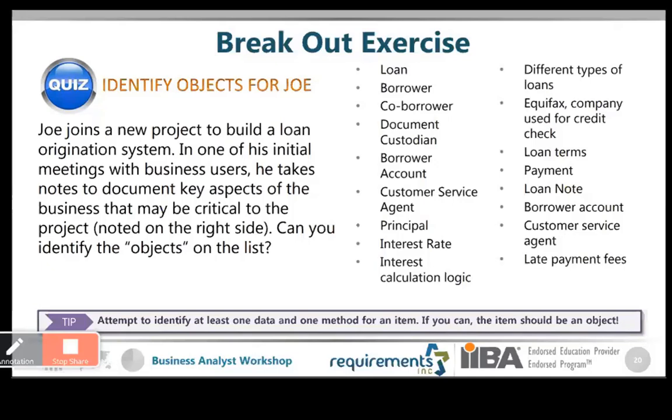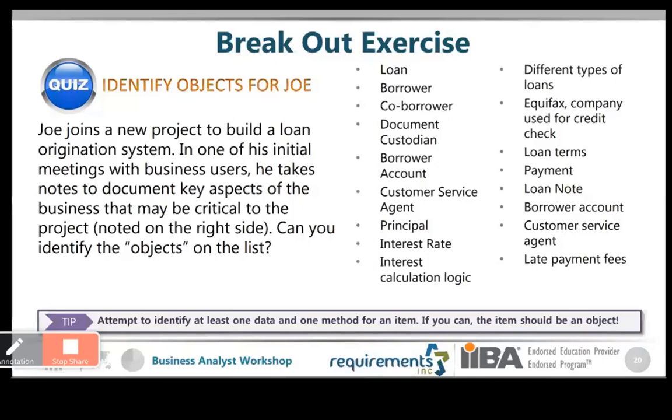Okay. And then Equifax, the company used for credit check. Yes, it's an object. Good. Loan terms. The terms of the loan are all data. You can't come up with an object directly for the loan terms itself. Whatever you come up with is probably a function of the loan or the borrower, not directly on the loan terms. Because loan terms means, how long do you have to pay? How much do you have to pay on a monthly basis? What is the penalty if you don't pay? It's all about information. Nothing functional about it.